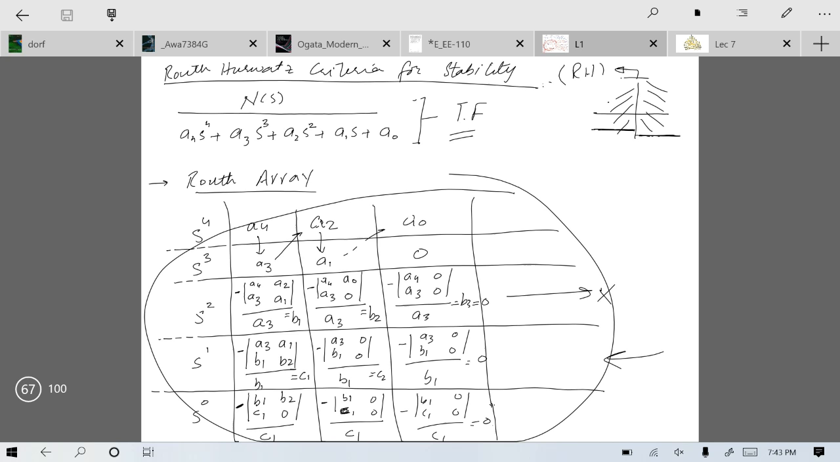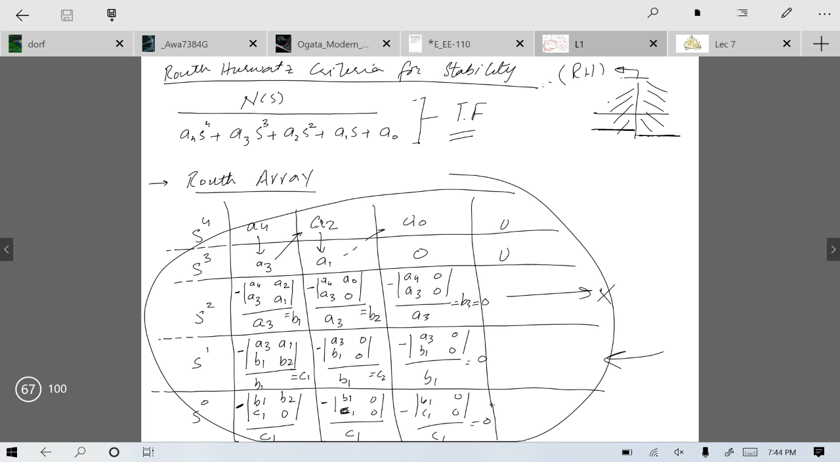What we have done, we have simply written all the powers of S in the first column, and all the coefficients in the first two rows over here, and then filled up this Routh array by a typical formula: the determinant of minus of A4, A3, these two terms and these two terms, and for the next we have these two terms and these two terms, and for the next we have these two terms and then the terms over here, and all are being divided by this A3. Similarly, in this everything is divided by this B1, and in this everything is being divided by this C1.